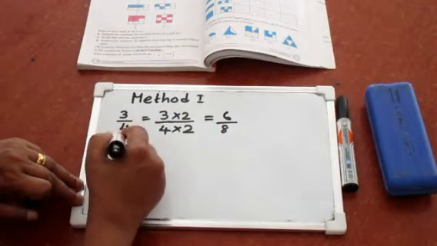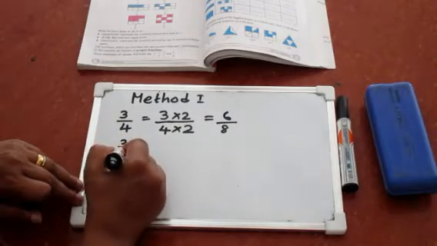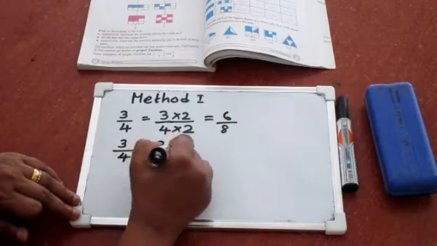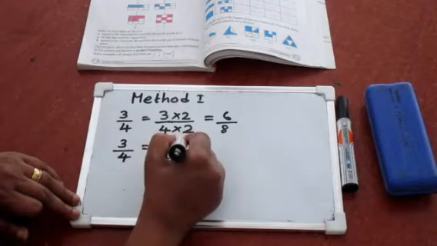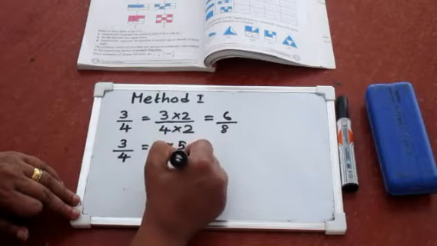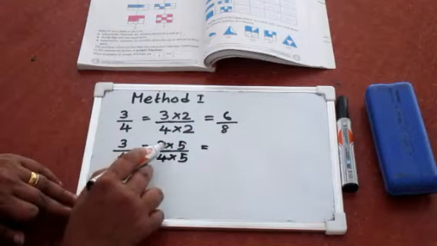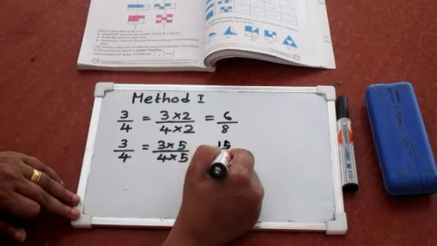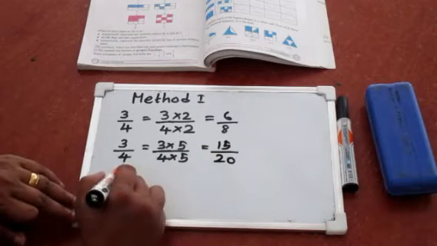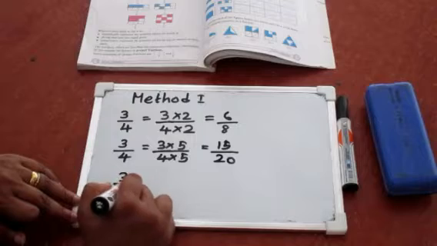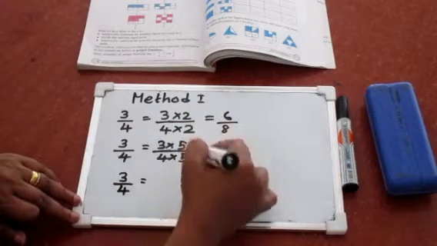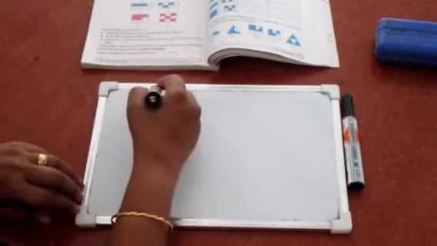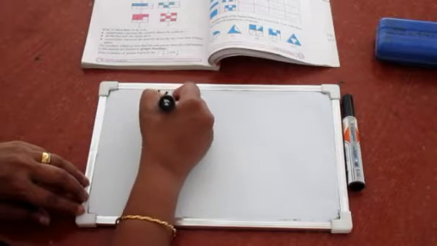Now see another equivalent fraction for 3 over 4. Multiply both numerator and denominator by 5, the same value. Then the new numerator is 3 into 5, which is 15, over 4 into 5, which is 20. Now make another equivalent fraction for this by multiplying by numbers other than 2 and 5. Then multiply both numerator and denominator as you like. This is the first method of forming equivalent fractions.